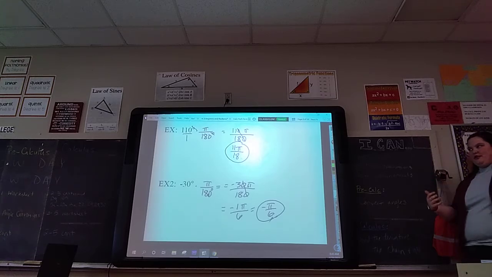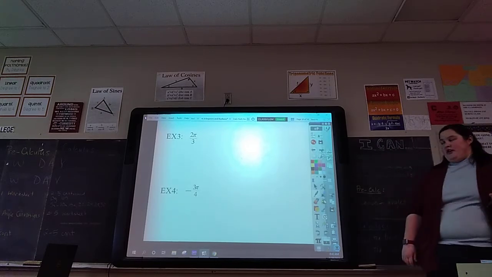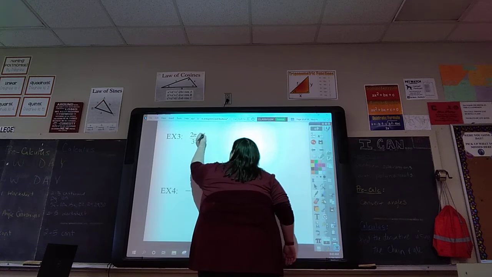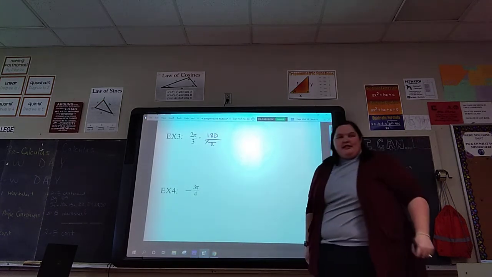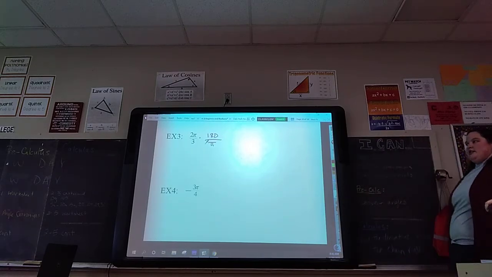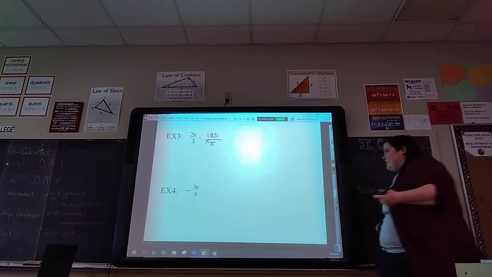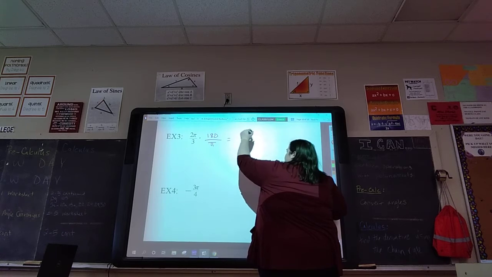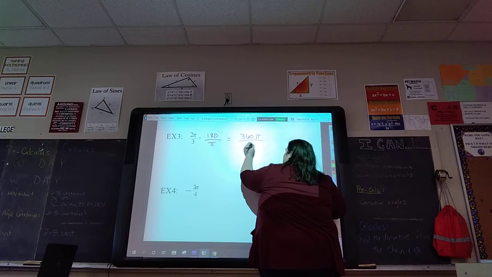Now we're going to go the opposite direction. Start with the radian and convert it into a degree. All we need to do is flip that ratio, because now what we're trying to get rid of is the pi, because we want to turn that into a degree. So again, we can multiply straight across. So we have 360 pi over 3 pi.